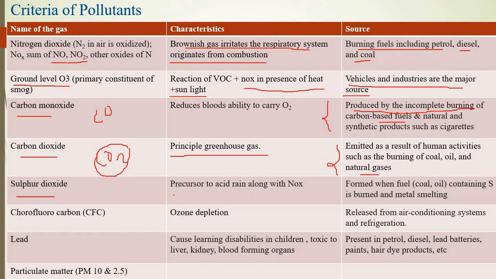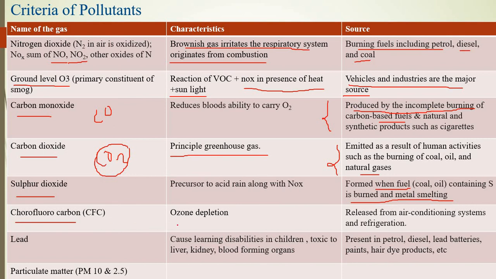Sulfur dioxide is creating acid rain, formed when fuel, coal, oil containing ash burn and metal smelting. કોઈ પણ ફ્યુલ છે જેમાં સલ્ફરના પાર્ટિકલ છે અને એને ઇગ્નાઇટ કરવામાં આવે છે ત્યારે એમાંથી સલ્ફર ડાયોક્સાઇડ પ્રોડ્યુસ થાય છે. અથવા તો જે મેટલ ઇન્ડસ્ટ્રી છે એમાં મેટલનું પોરિંગ થતું હોય છે, મેટલ રીસ્ટ્રક્ચર થતી હોય છે અથવા તો રીફોર્મ થતી હોય છે ત્યારે પણ એમાંથી એસિડ જનરેટ થતા હોય છે અને એ એસિડમાંથી સલ્ફર ડાયોક્સાઇડ પ્રોડ્યુસ થાય છે.